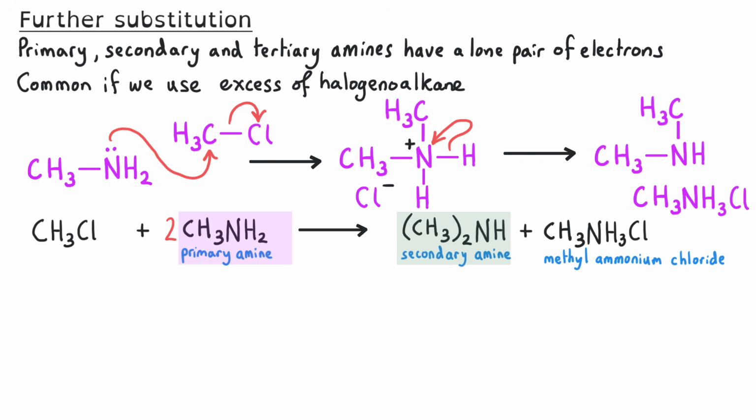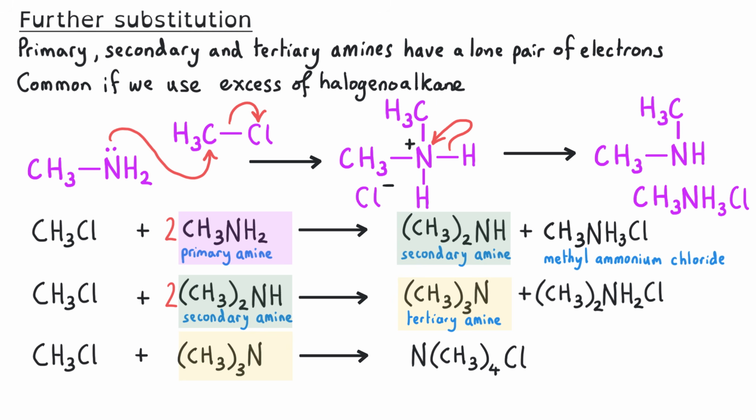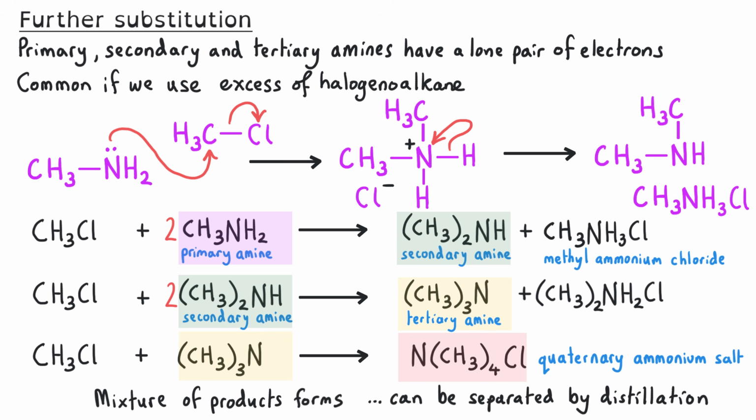This secondary amine still has a lone pair of electrons on the nitrogen, and so this process repeats, and we will produce a tertiary amine and a salt. Finally, this tertiary amine product still has a lone pair of electrons on the nitrogen, and so it can undergo nucleophilic substitution one last time to produce a quaternary ammonium salt. This process results in a mixture of products forming, the primary, secondary and tertiary amine, as well as the quaternary ammonium salt. And this mixture can be separated by carrying out a distillation reaction.